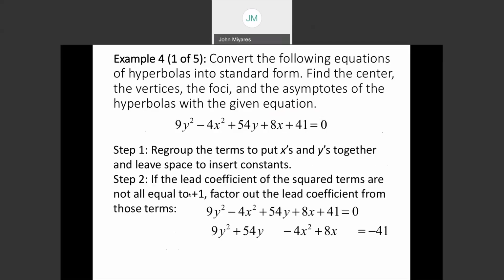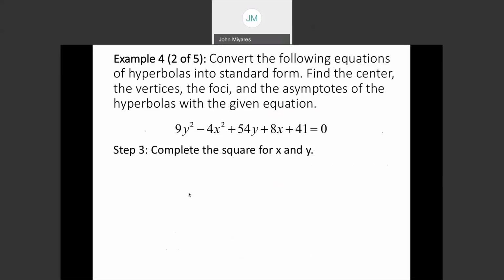Next, we factor out the lead coefficients of 9 that are going to be in front of the y squared term and the minus 4 in front of the x squared term to get what you see here. Be very careful when you factor out the negative sign with the x squared term, as the middle term is going to become negative 2x.